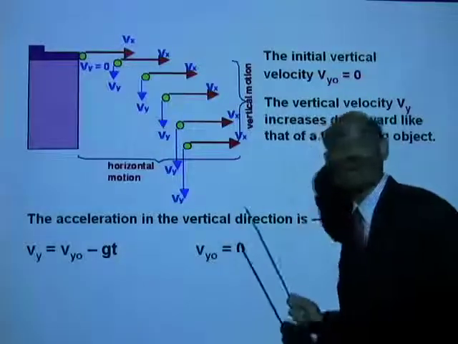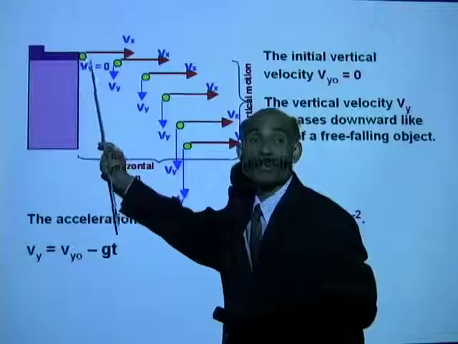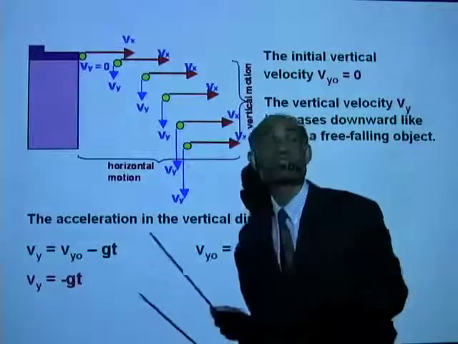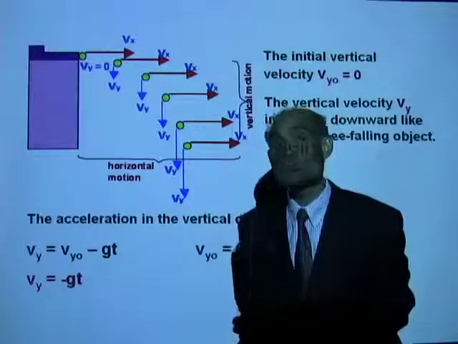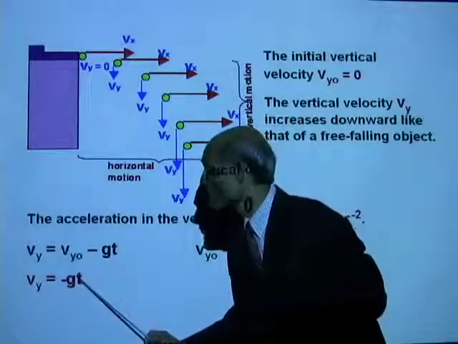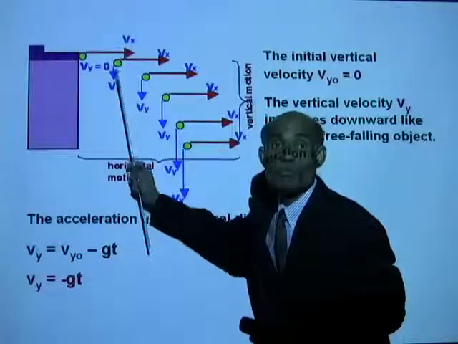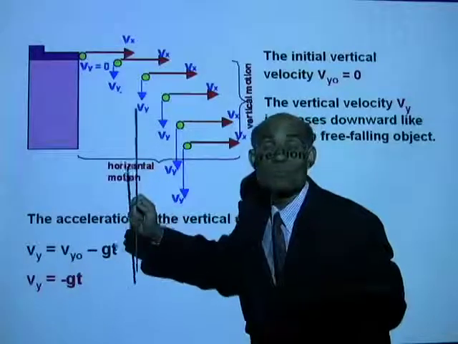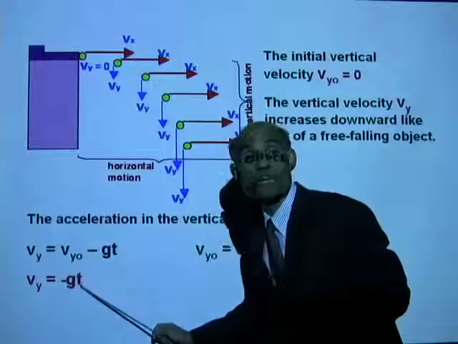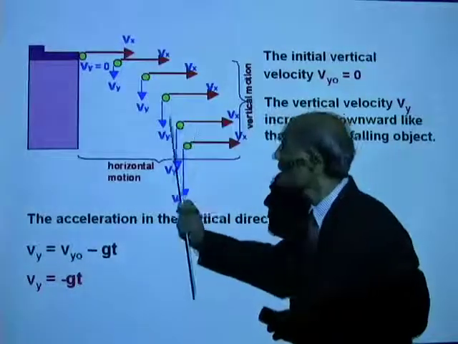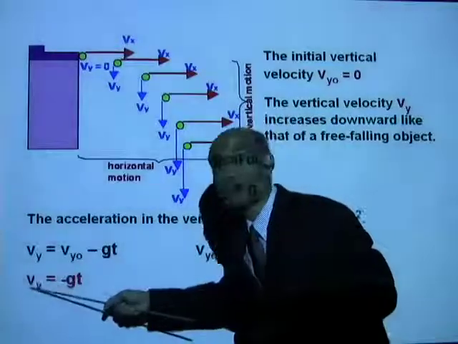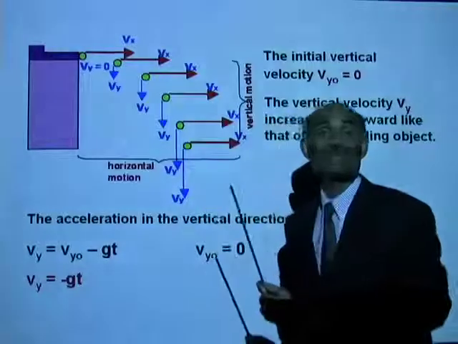Now Vy0 is 0. The initial vertical velocity is 0. That means Vy equals negative gt. What is the value of g? g is 9.8. Therefore, at the end of the first second, the vertical velocity of this ball will be negative 9.8 meters per second. At the end of 2 seconds, its vertical velocity will be negative 18.6 meters per second, and so on. The y velocity is negative gt.